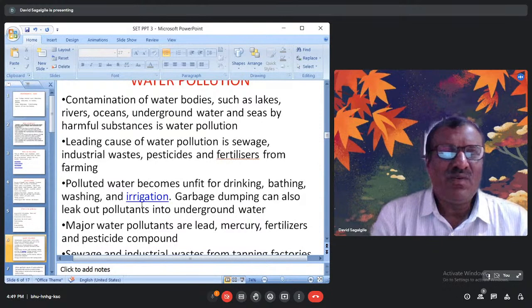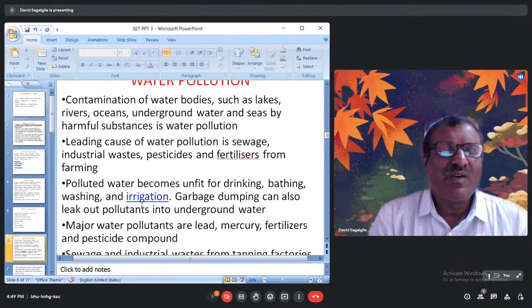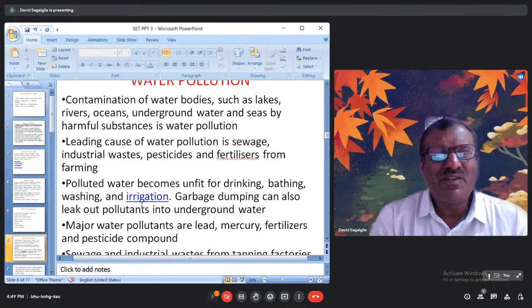Garbage dumping can also leak pollutants into underground water. In most of the cities, tons and tons of garbage are generated every day. And this garbage many a time is dumped into a certain place. When it rains on this particular garbage, all the poisonous elements of it get mixed into the water, and then the water seeps down into the ground.